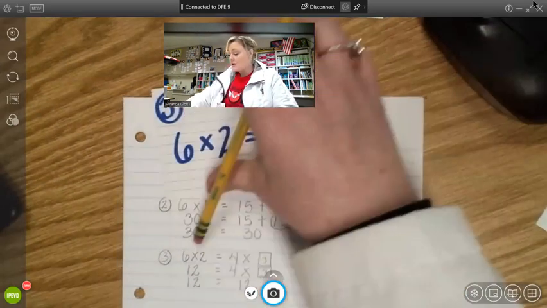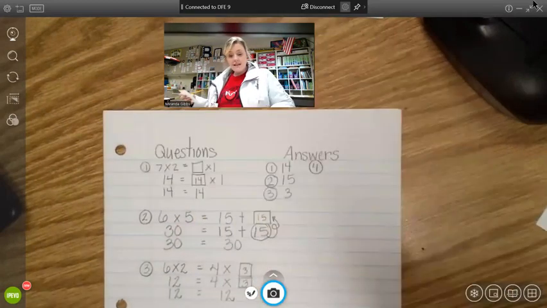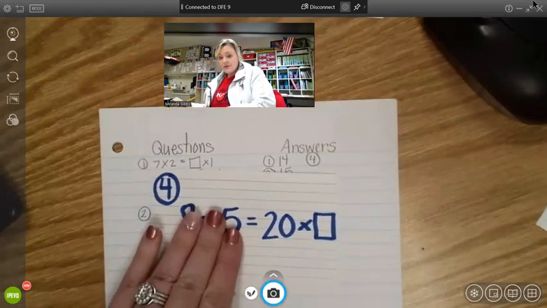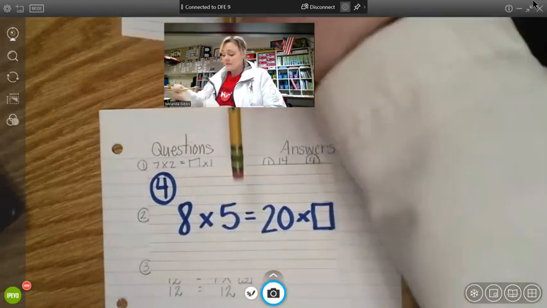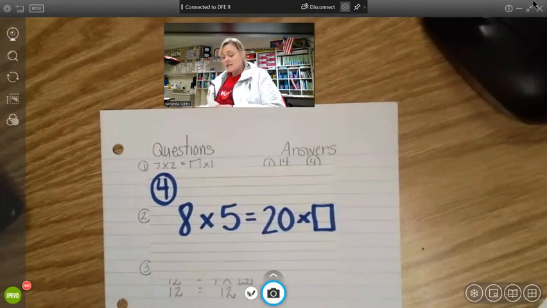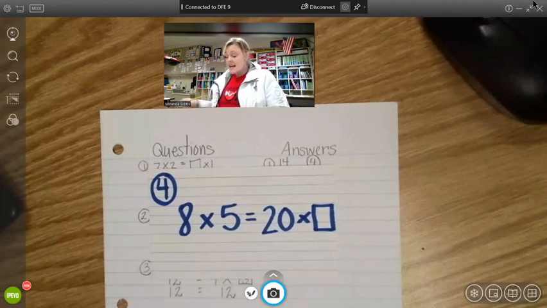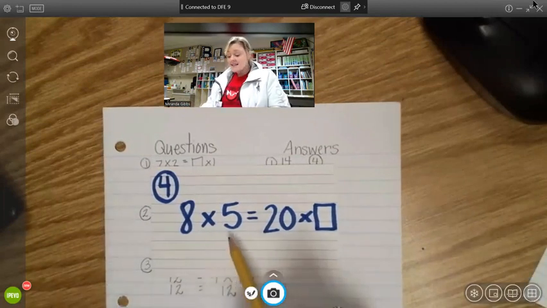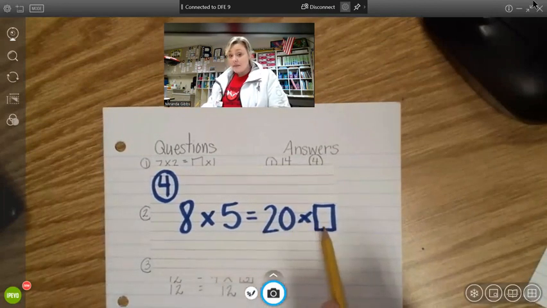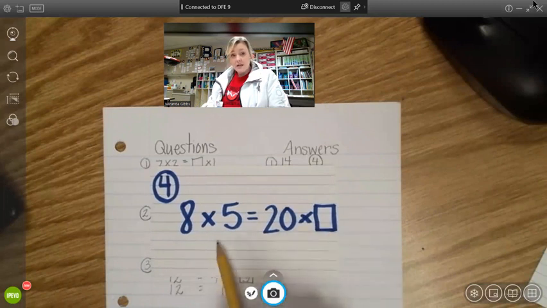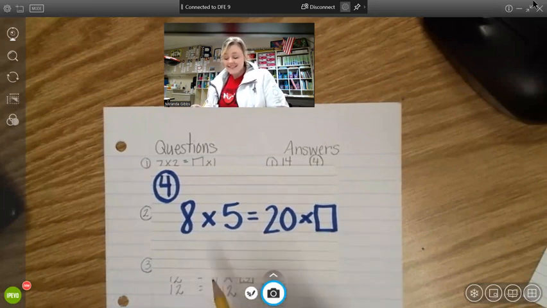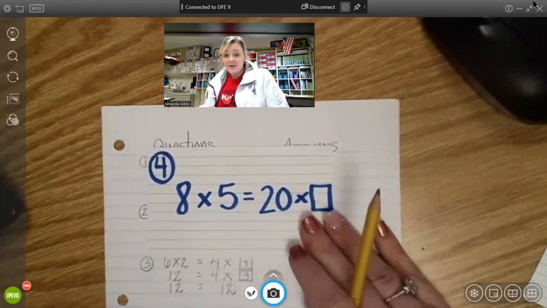And I'll go ahead and show you the 4th challenge. Here's the 4th question. Balancing these equations, I'm going to look at both sides. I see that 8 times 5 is the same as 20 times something. We're going to do this side first. Pause and try. All right, now it's time for us to review our work.